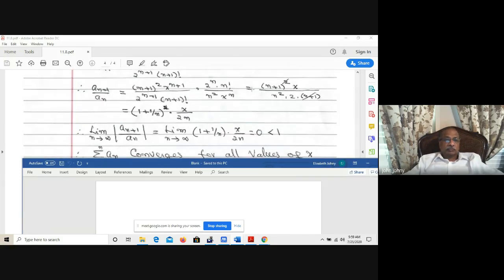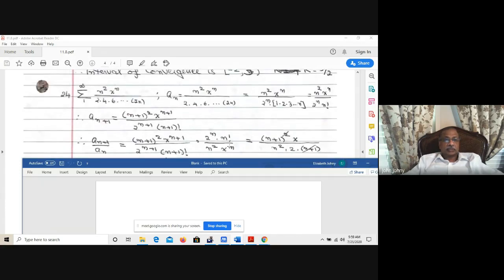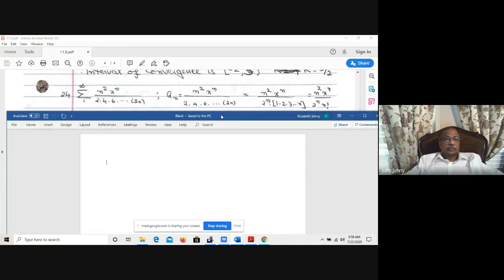Number 24, that is the last question. Let us see what it is. This is the sum from n equals 1 to infinity of n square x to the n divided by 2 times 4 times 6 times etc. times 2n. That is an. An is n square x to the n divided by 2 times 4 times 6 times etc. times 2n.